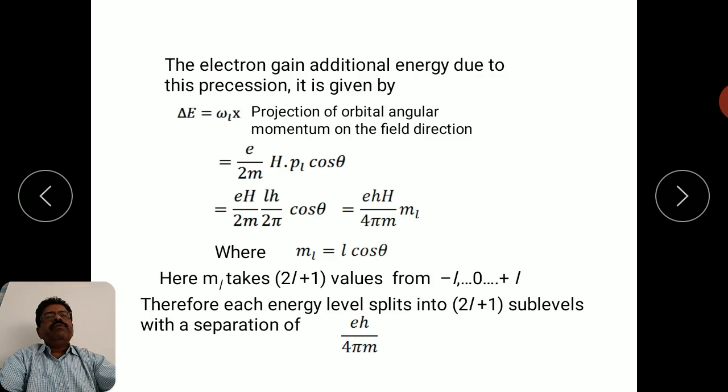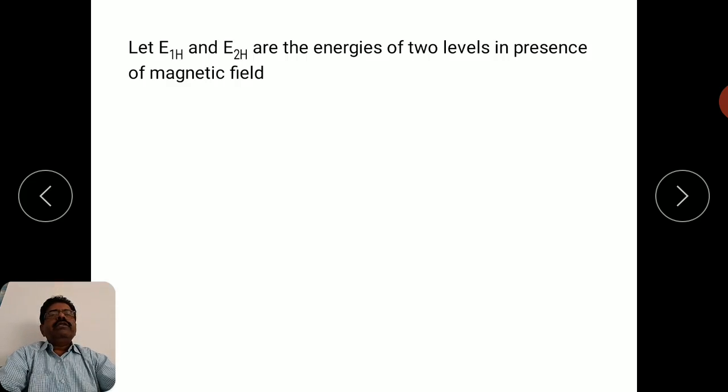So the spin orbit interaction will be disturbed because of the strong magnetic field when you are studying the normal Zeeman effect, and now only the L vector decides. So the L value decides this further splitting. So there are 2L plus 1 sublevels, and the separation among these levels is given by eh upon 4 pi m. So let us assume that E1H and E2H are energies of two levels in presence of magnetic field.